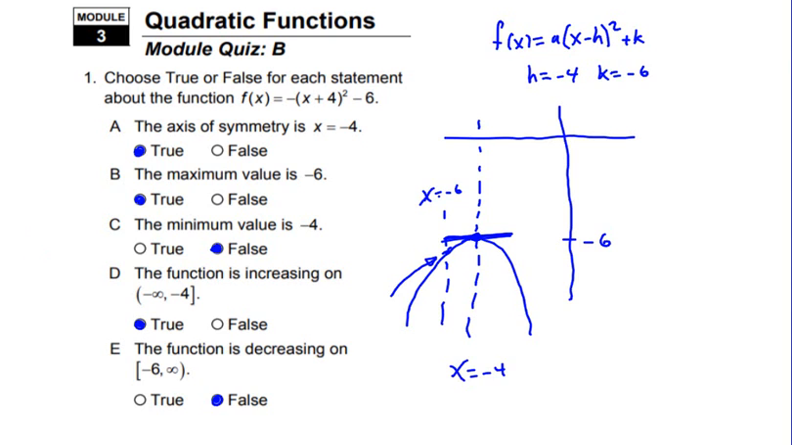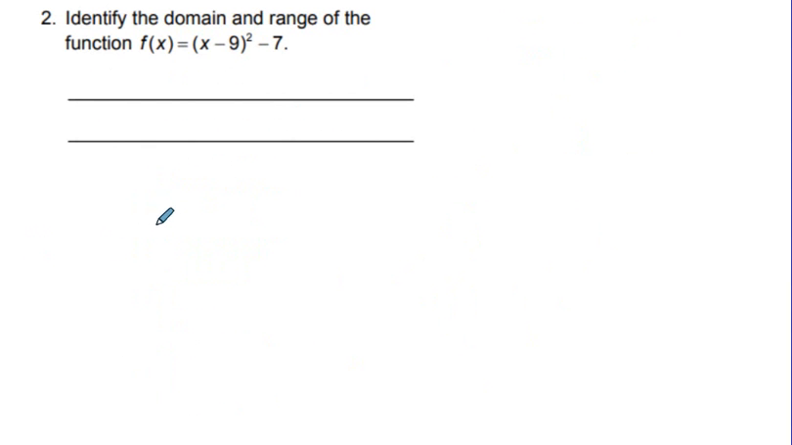Okay, next, problem 2. Identify the domain and range of the function f(x) equals quantity x minus 9 squared minus 7. The domain for this quadratic function and all quadratic functions is all real numbers, which could be articulated in interval notation like this, and inequality notation. You could write it like this: greater than negative infinity, less than infinity.